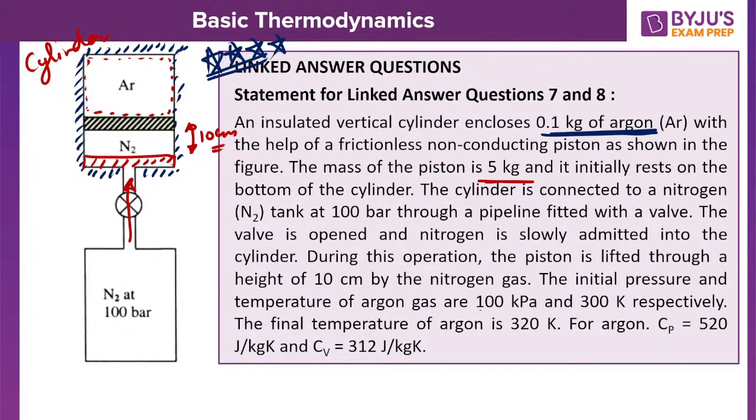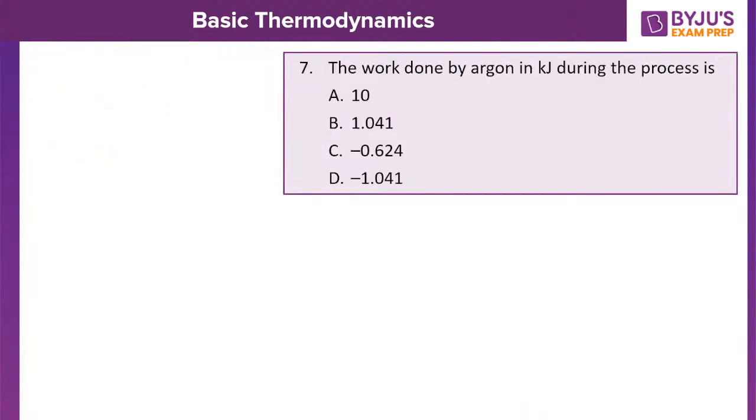The initial pressure and temperature of argon gas, this is P1, this is T1, and the final temperature, this is T2, and Cp and Cv for argon are given. Then the question starts. The first part of the question is the work done by the argon gas in kilojoule during the process. Because the system is insulated, it is having no heat transfer. So Q is equal to 0.